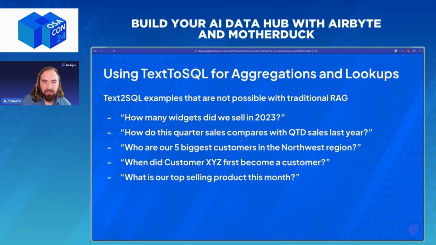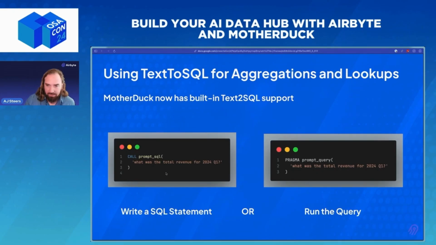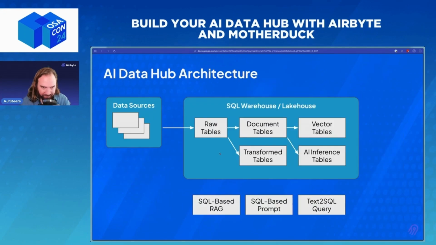All right. I gave some examples of text-to-SQL, but just to recap again, these are questions that would be impossible for a RAG system to answer. So I'm arguing please don't sleep on SQL as an important part of your AI systems. Now, we talked also about MotherDuck has the built-in text-to-SQL support, so you can either use prompt SQL if you want to find out the SQL needed for answering your question, at least the best it can find. And then if you trust it enough, you can just directly run the query that it would create.